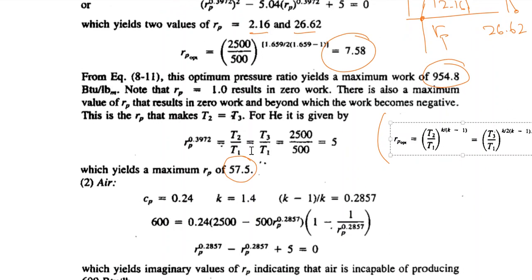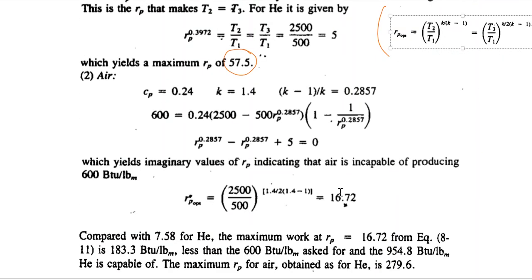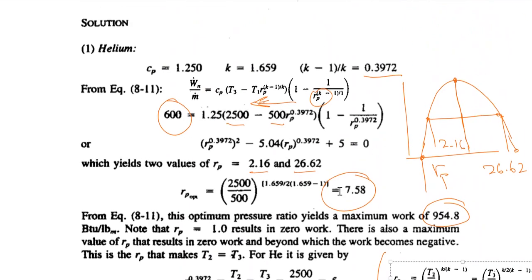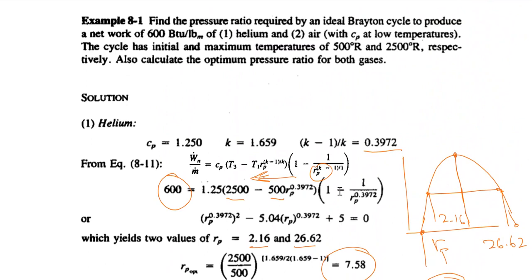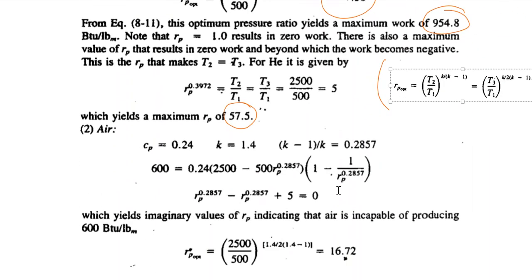Moving to the next part, using the same data, we calculate the value of the pressure ratio and the optimal pressure ratio for air as well. Using CP for air as 0.24 and the value of K as 1.4, (K minus 1) divided by K would be equal to 0.2857.